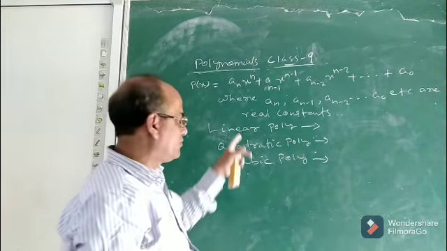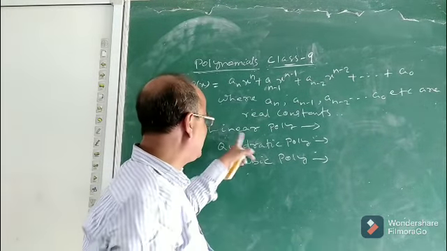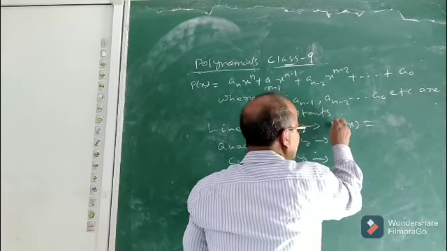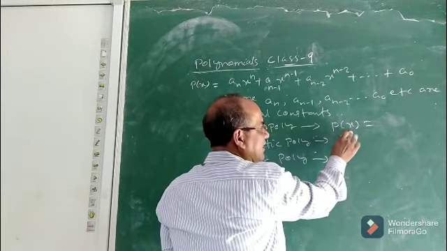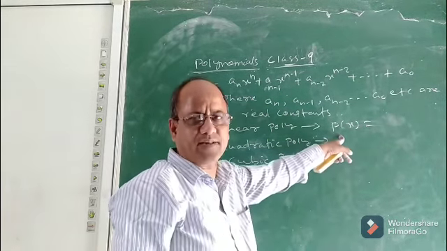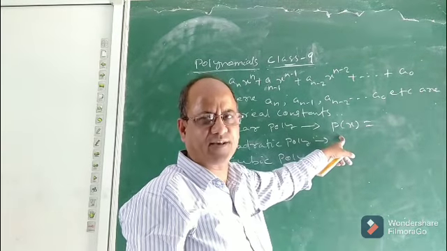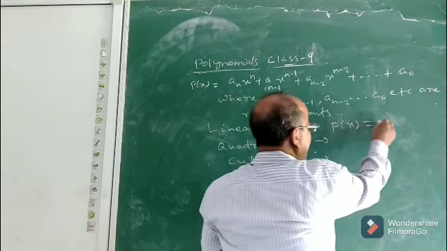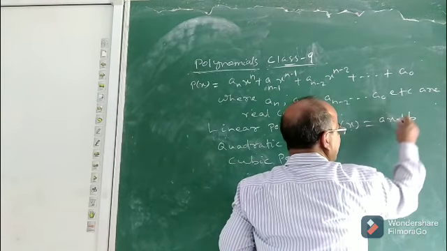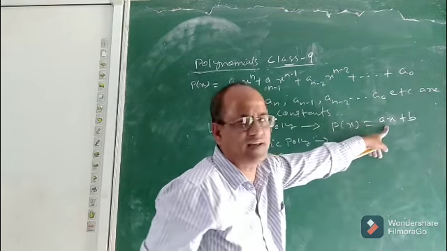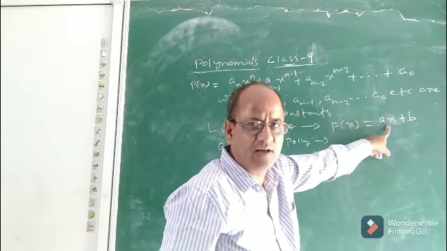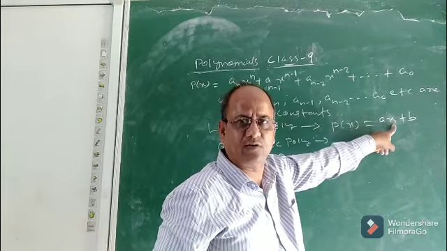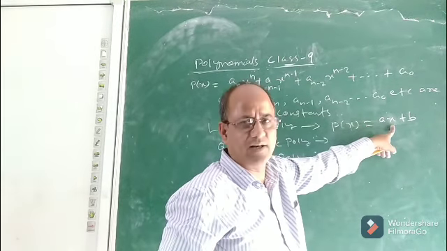As you already know from class 8, a linear polynomial will be of the form p of x. P of x means it is a polynomial in variable x. Instead of p of x, you can write f of x, g of x, h of x, r of x, anything like that. Okay. So p of x equal to ax plus b. This is the general form of a linear polynomial. As I told you, its degree is 1. Here the highest power is 1, so it is a degree 1 polynomial. So it is a linear polynomial.